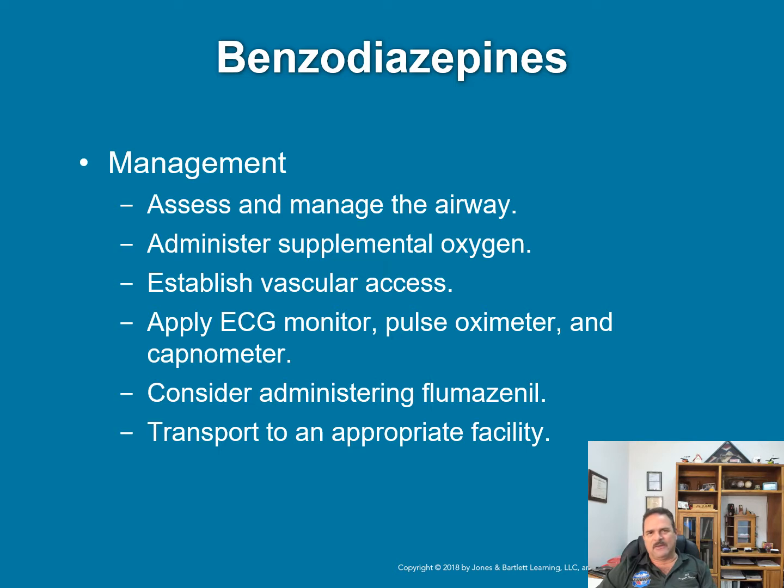All right, management: airway, oxygen, vascular access, ECG monitor, pulse ox, and capnography. And you can also use flumazenil. Flumazenil is the reversing agent for benzodiazepines. Good stuff, but you've got to be careful. If they're already currently on benzodiazepines, for instance for seizure activity, and you slam them with flumazenil, they may start having seizures. So be very careful. Make sure you have a good history before you start using flumazenil as your reverser. Make sure they don't have a common use for benzos.